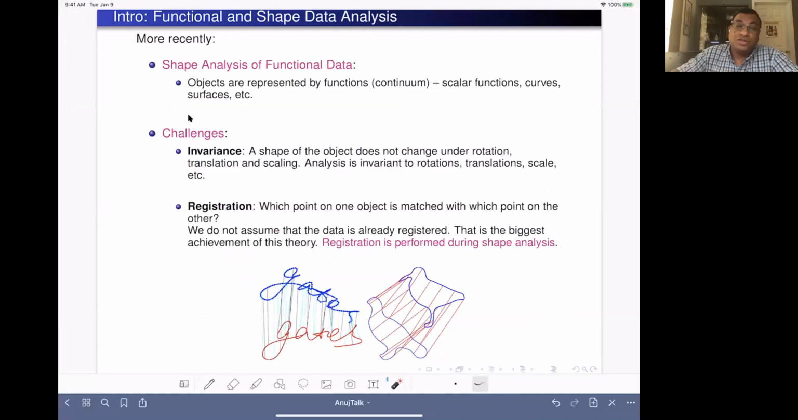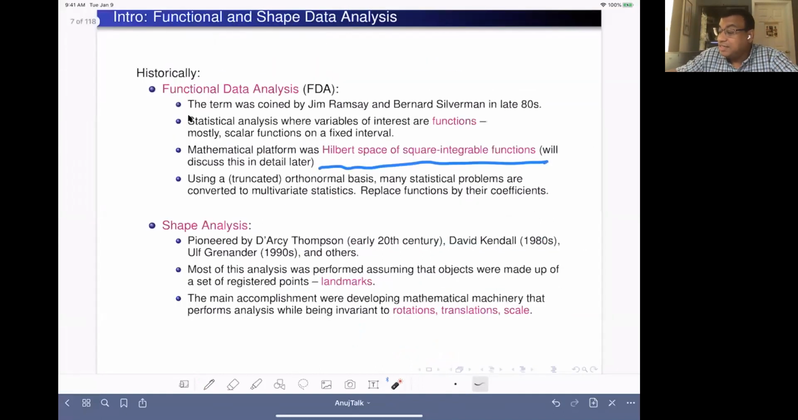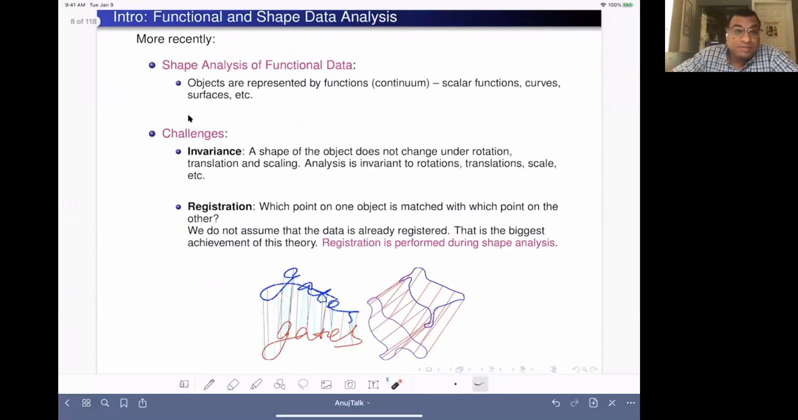Now what we want to do is combine these two ideas, functional data analysis and shape data analysis. And so we can call it shape analysis of functional data. The distinction here is that the objects are represented not by discrete points, but by continua: scalar functions or continuous curves or continuous surfaces, if we have three-dimensional objects, and so on. Of course, that makes our life somewhat more difficult. It's fun to work with discrete finite things, but continuous things make it more difficult. But we will see there is an important advantage in going to a continuous representation.